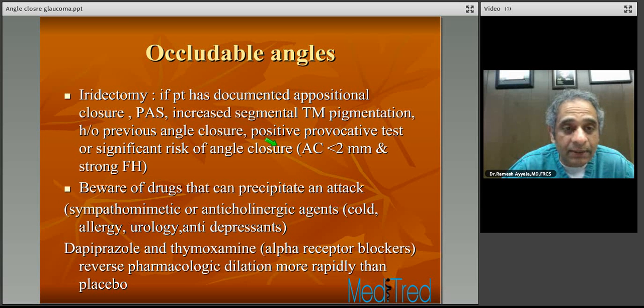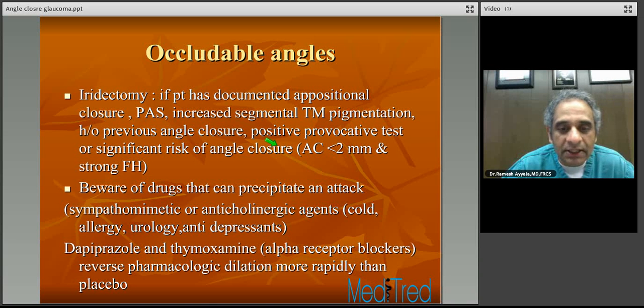Iridectomy is the treatment of choice if the patient has documented appositional closure, peripheral anterior synechiae forming, increased segmental trabecular meshwork pigmentation like I demonstrated in the previous example, a history of previous angle closure, a positive provocative test, or significant risk of angle closure, i.e., anterior chamber depth less than 2 millimeters, and a strong family history of angle closure attacks. In all of these situations, prophylactic iridotomy is indicated.